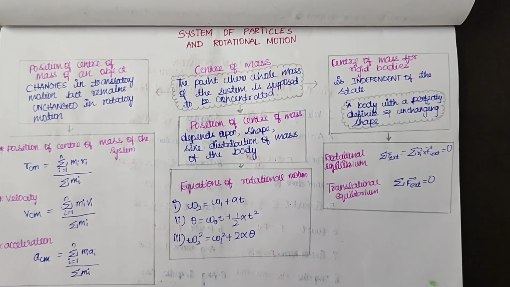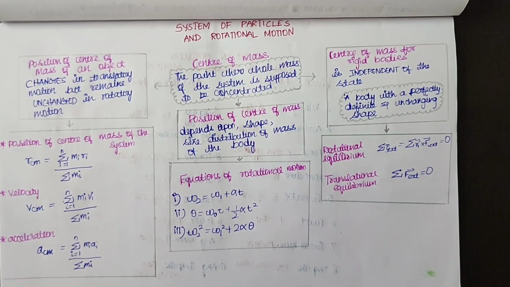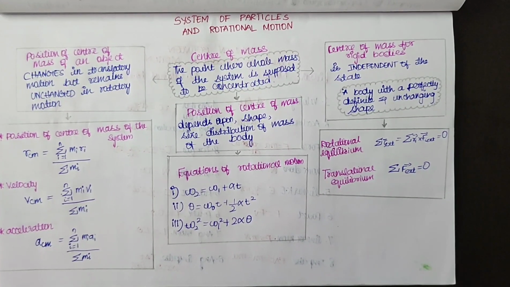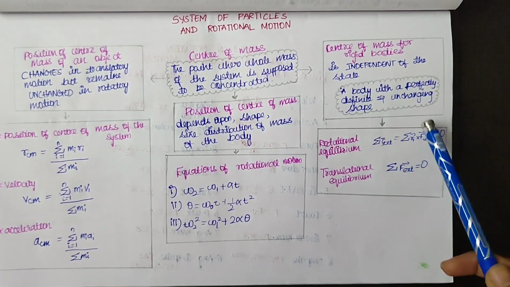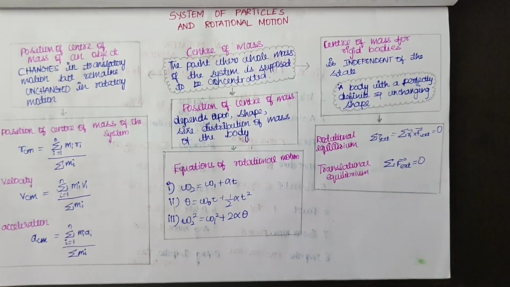So, for the first part, we discussed center of mass and how it is dependent upon the shape and size, and the basic formulas to find the position, velocity and acceleration, and what it will be in the case of a rigid body, and also the basic equations of rotational motion.